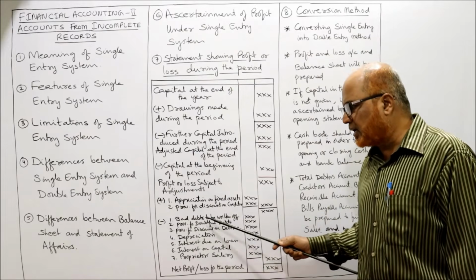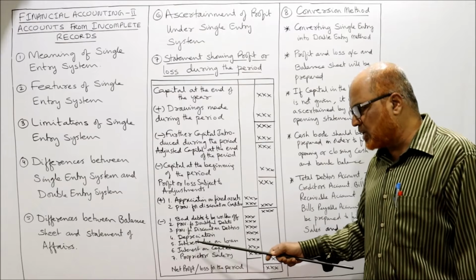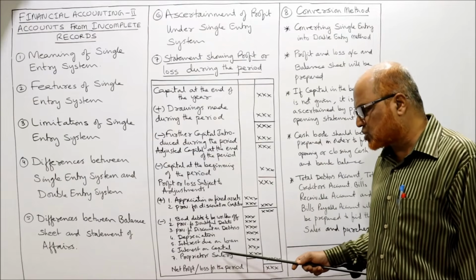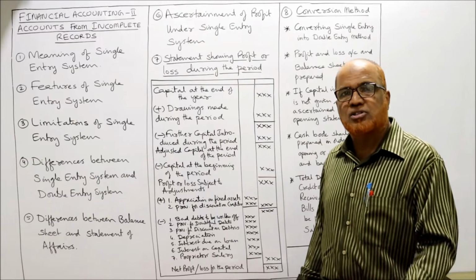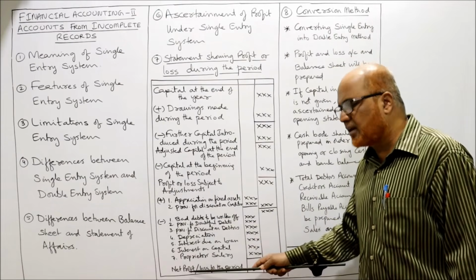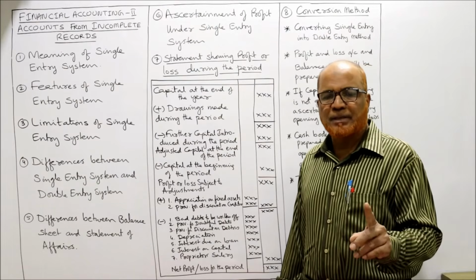And deduction में bad debts to be written off, provision for doubtful debts, provision for discount on debtors, depreciation, interest due on loan, interest on capital, proprietor's salary. These are the examples of adjustments. तो ये सारी चीजों को minus कर देंगे तो net profit or loss for the period. ये first method हो गया.